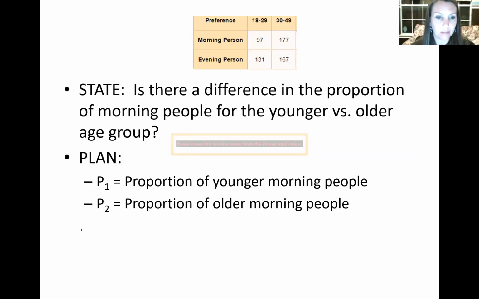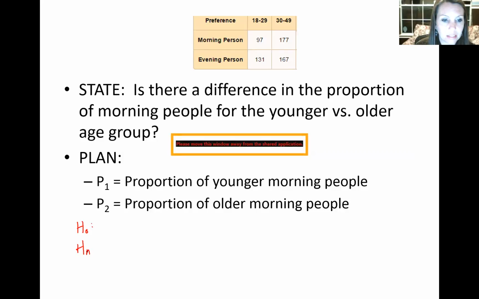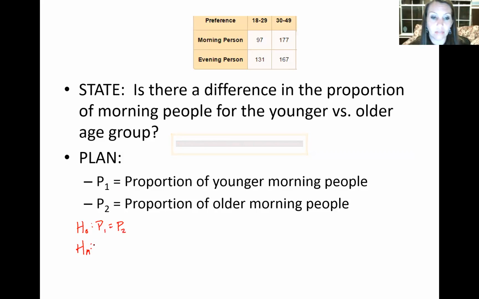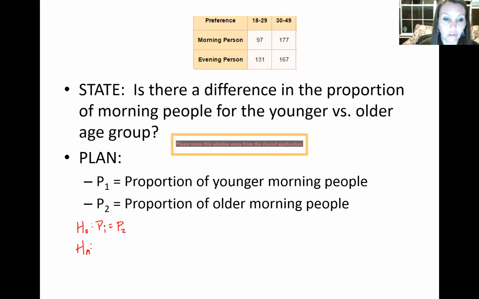Once we've identified the population parameters, next thing is to write the hypotheses. So we have null hypothesis and alternative hypothesis. Under the null hypothesis, we're saying it doesn't make any difference how old you are. There's the same proportion of morning people. So in other words, P1 equals P2. So, back when we learned about writing hypotheses, we said the equal sign always goes in the null hypothesis, and that still holds for these proportion problems. So equals is always going to go in the null hypothesis.